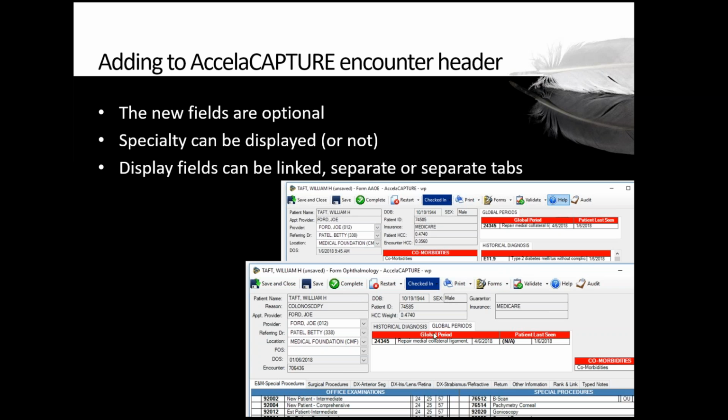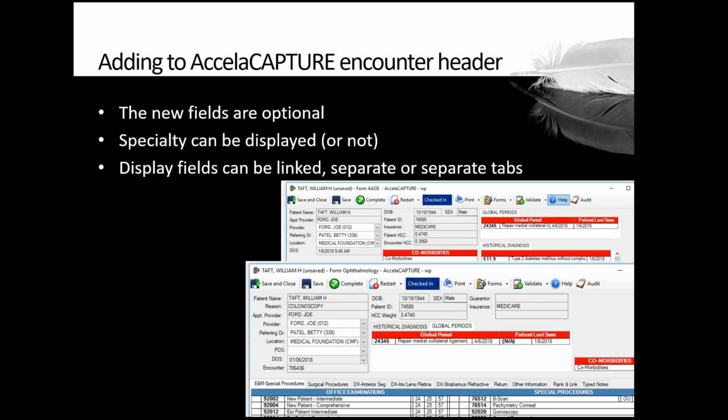Another way you might do that is you might use the same amount of real estate, and if you clicked over here, you'd see historical diagnosis. If you clicked here, you'd see the global period and the patient last seen. Now this, it has the NA. You have the ability to show specialty under date last seen. So if you're a multi-specialty practice and you care that they've seen oncology, but you're a gynecologist, or you care that they've been to pediatrics, but you're orthopedic, that can display.